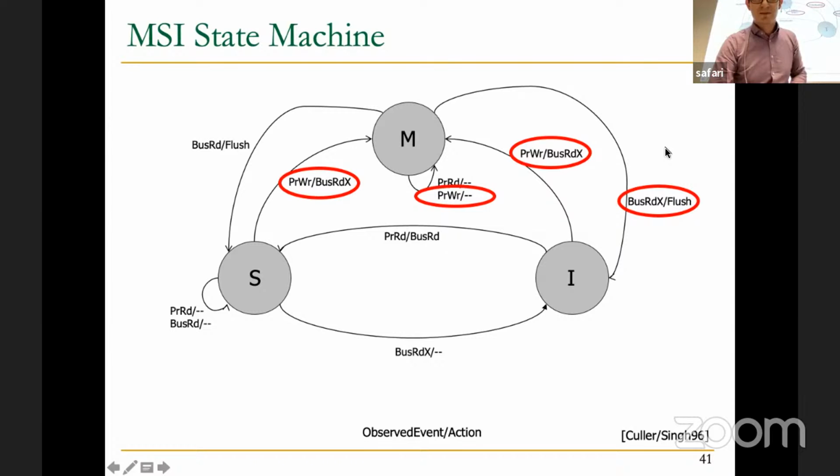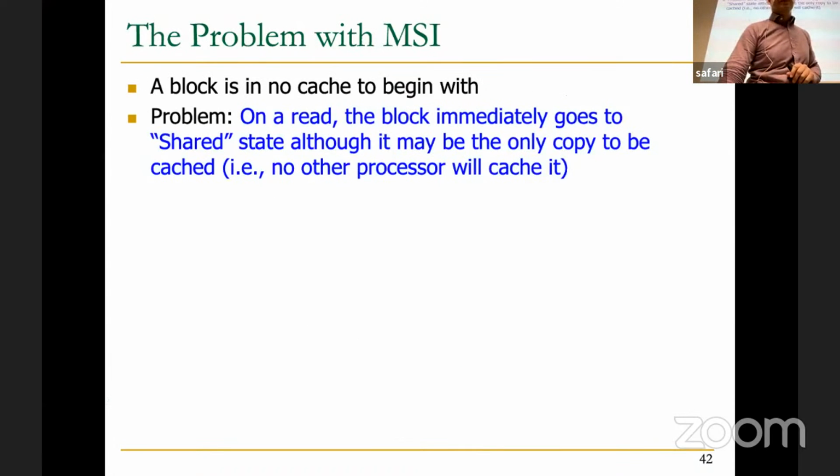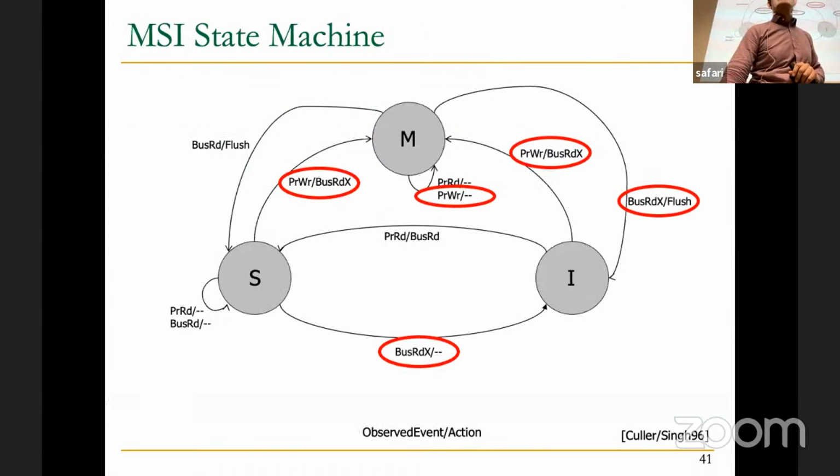Okay. So you can go through this on your own, but you can also see that when you're in modified state and you write to a block that's in your cache, because of the semantics of the modified state, you don't need to tell anyone, right? Because you're in modified state and you know that no one else has the copy in this particular case. Okay. Any questions?